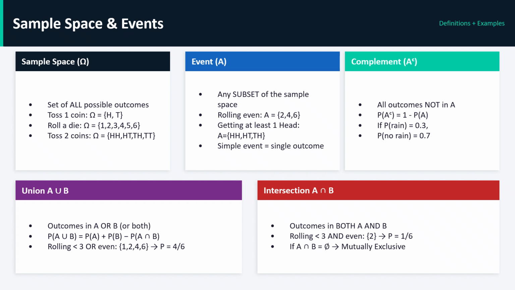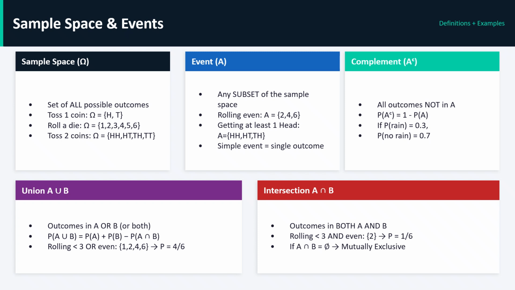In case of tossing two coins, the sample space will consist of heads heads, heads tails, tails heads, and tails tails. Next, event. An event is any subset of the sample space. In case of rolling an even number, A is equal to {2, 4, 6}. Getting at least one head when you are tossing two coins, it will be heads heads, heads tails, tails heads, because at least one is a head in this event. A simple event is an event where a single outcome is there.